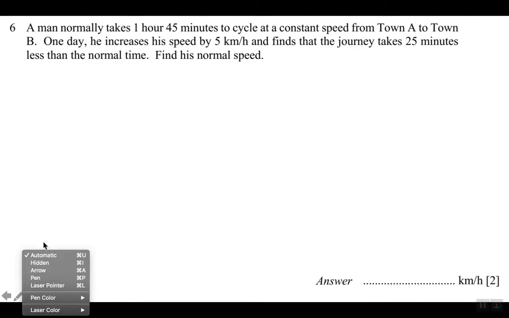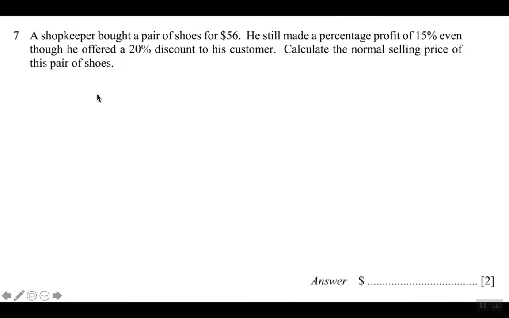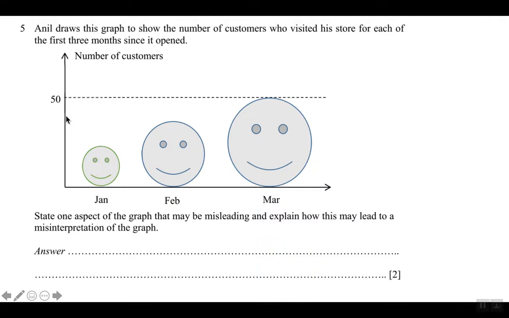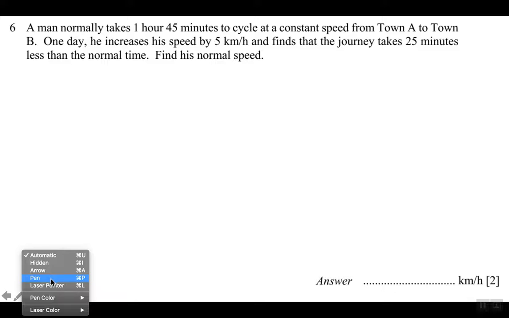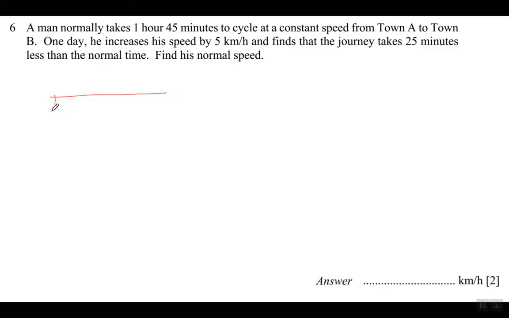Start. A man normally takes 1 hour 45 minutes to cycle at constant speed from town A to town B. Alright, one day he increases his speed by 5 km per hour and finds that the journey takes 25 minutes less than the normal time. Find his normal speed.